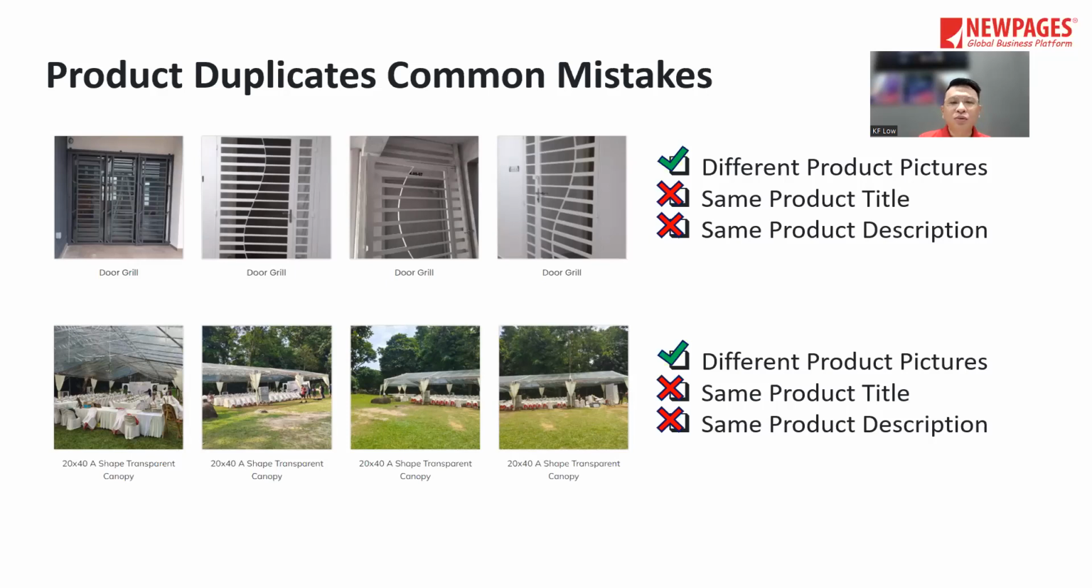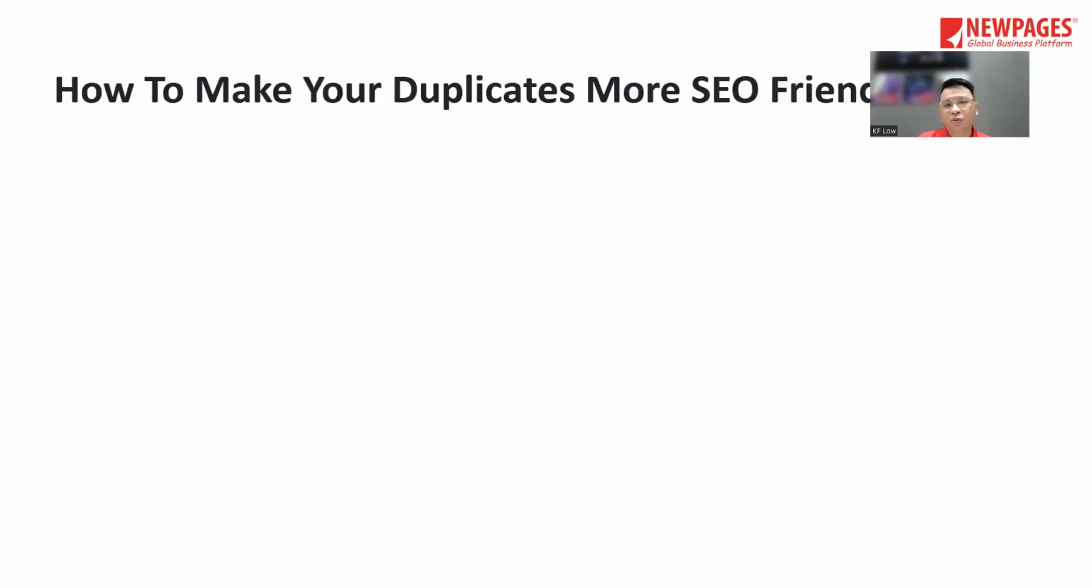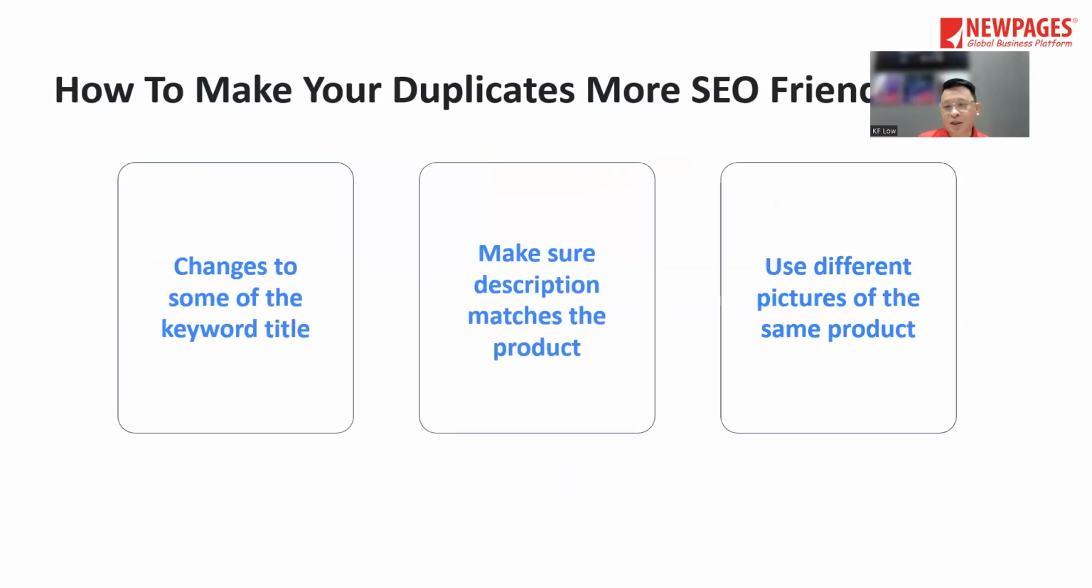All right, so what can we do to make your duplicates more SEO friendly? Just now I already shared with you all the 3 steps, and I'll share them with you again. Change some of the keywords in the title, make sure that the description matches the product, and use different pictures of the same product. If possible, you do these 3. If not, maybe doing 2 is good enough.